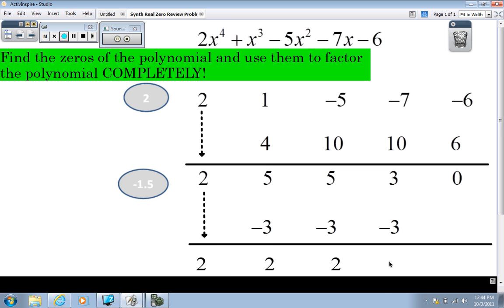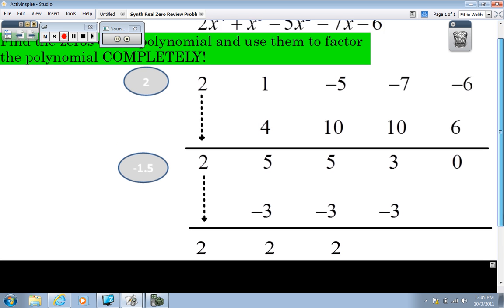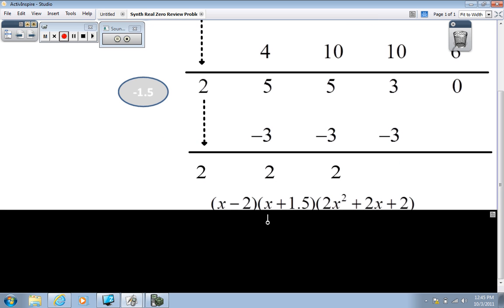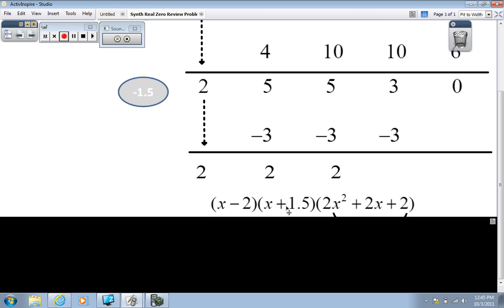And again, we'll get 0 here, which is a good sign. Now you also notice there's a bunch of 2's, a bunch of negative 3's. It looks very, very similar. That's just coincidence. That doesn't happen all the time, just with this problem. And again, we have an expression now we can work with, a little bit more of a factored expression. So here's what we're looking at. x minus 2, x plus 1.5, those are our original 2 zeros. And then our final expression got us all the way down to a quadratic, 2x squared plus 2x plus 2.